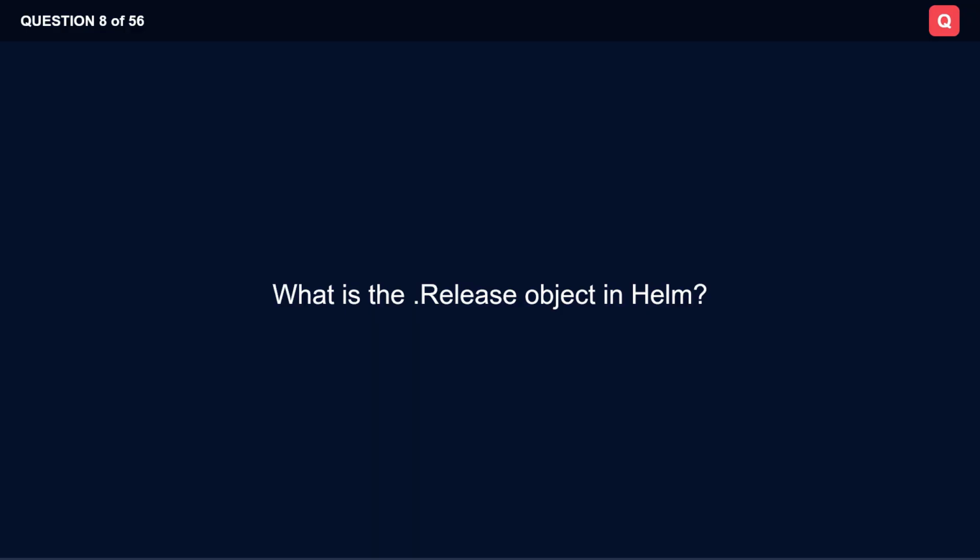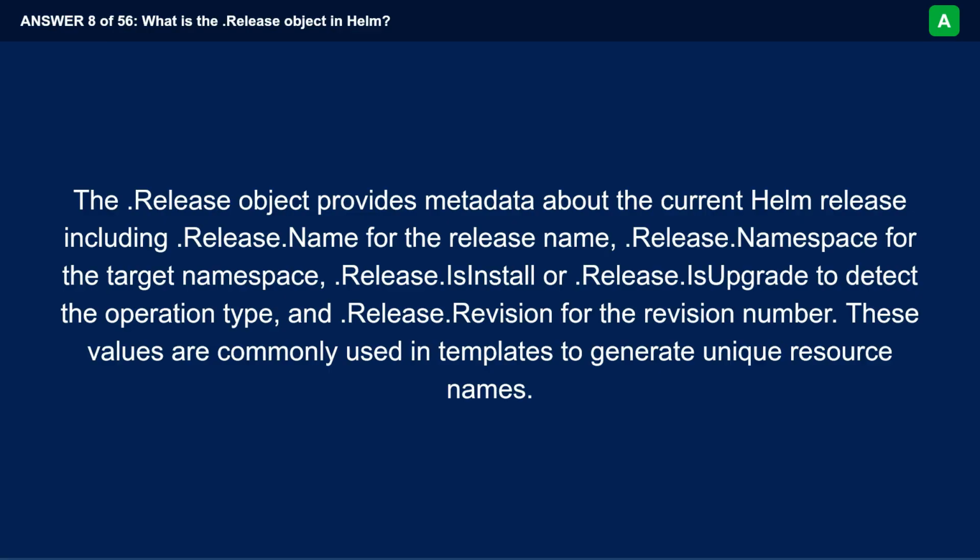What is the Release object in Helm? The Release object provides metadata about the current Helm release, including Release.Name for the release name, Release.Namespace for the target namespace, Release.IsInstall or Release.IsUpgrade to detect the operation type, and Release.Revision for the revision number. These values are commonly used in templates to generate unique resource names.